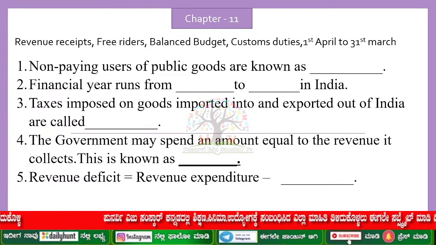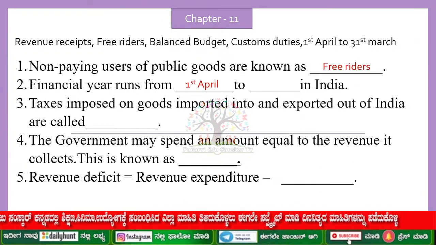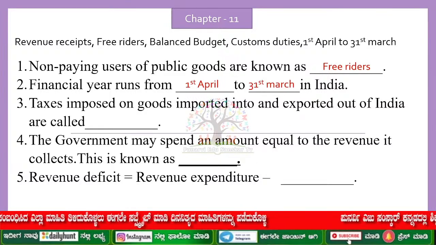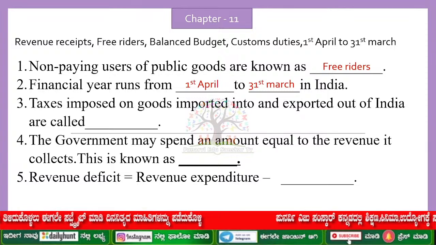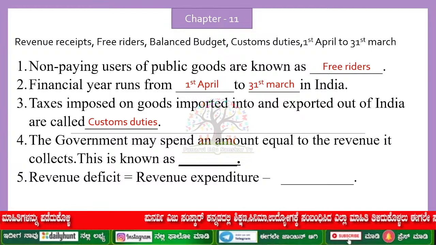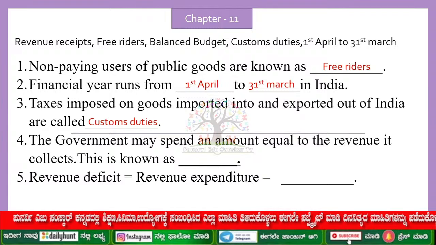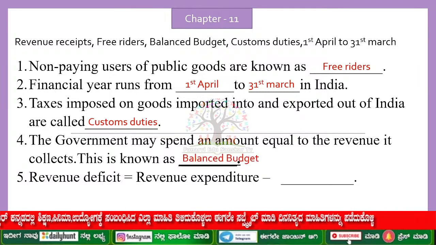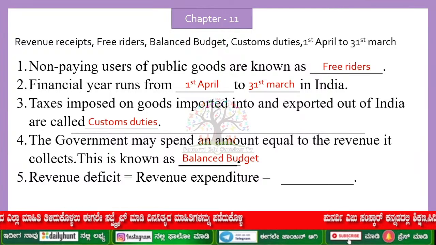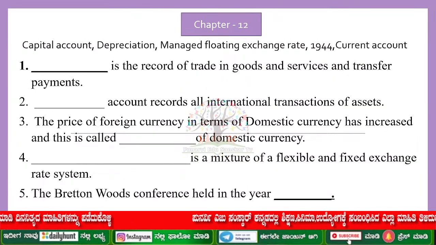Non-paying users of public goods are free riders. Financial year runs from 1st April to 31st March in India. Taxes imposed on goods imported into and exported out of India are called custom duties. Government may spend an amount equal to the revenue it collects. This is known as a balanced budget. Revenue deficit is equal to revenue expenditure minus revenue receipts.